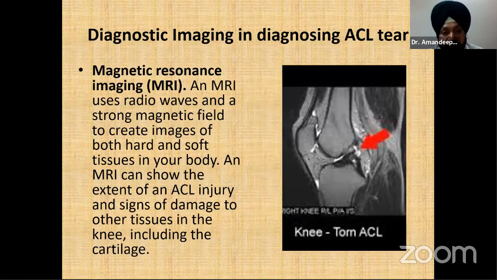MRI is there. We make use of a magnetic field to assess the injury to the ligament, and with this imaging tool we can also assess the extent of the injury. We can very well define the extent, whether it is grade 1, 2 or 3.